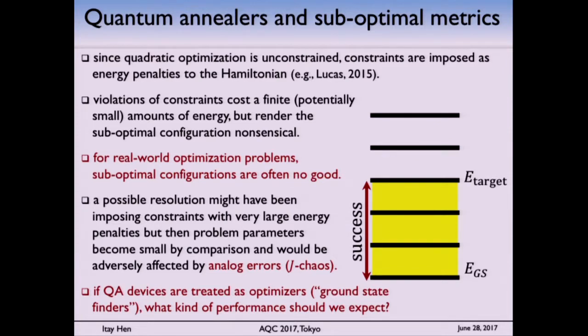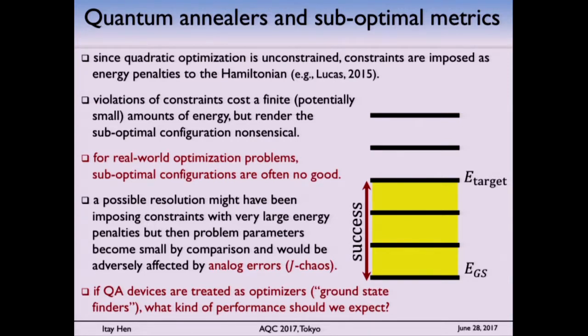Now, of course, a resolution to that might have been adding the constraints with very high penalties. But of course, as most of you know, by doing that, since we're always normalizing or renormalizing our coupling strengths, what happens is that the problem parameters basically scale down into the noise, which then are affected by analog errors, or what I call the J chaos, which I will also talk about. And this is not a good idea to do that. Of course, obviously, if you want your constraints not to be violated, then you want to pump up the strengths to infinity.